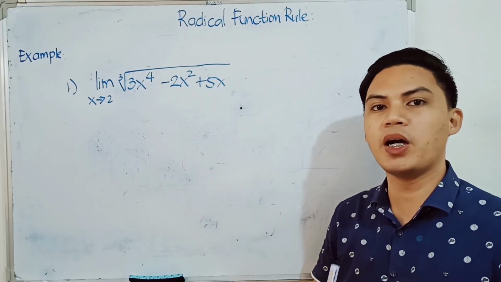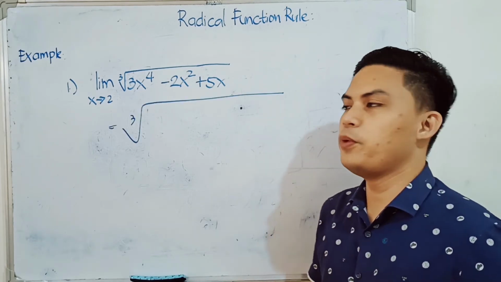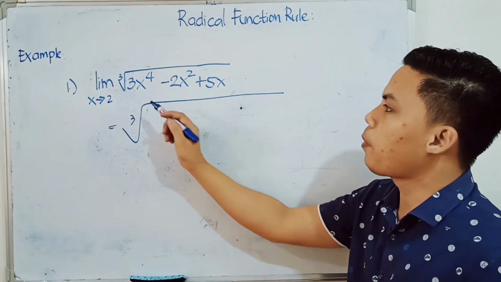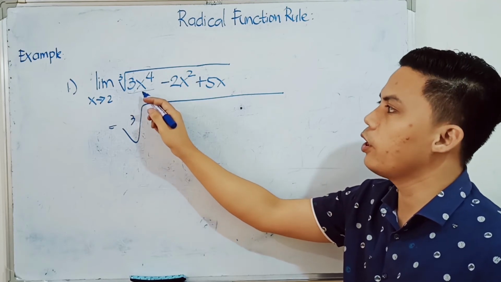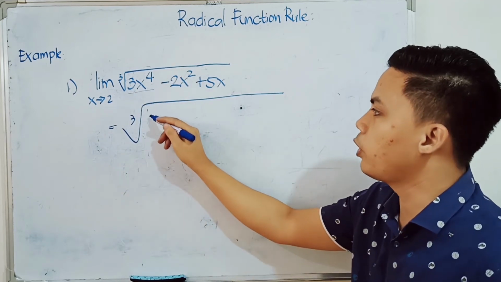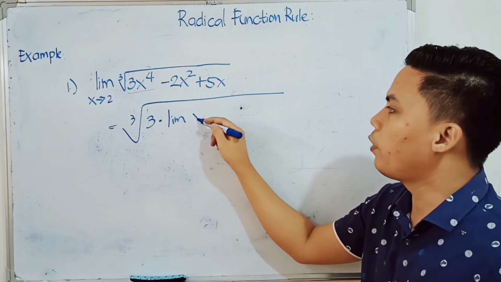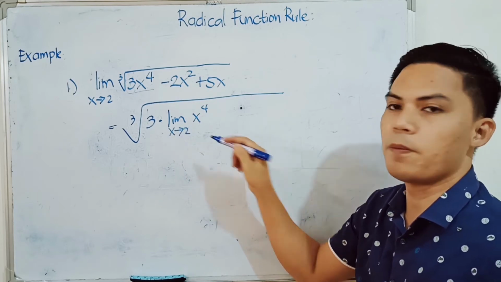I-apply lang natin yung mga previous theorems na natutunan natin. So we have here the cube root of the limit of the first term. So kung mapapansin natin yung first term natin, we have a constant. So yung constant, we're going to factor it out. So it will become 3 times the limit of x raised to 4 as x approaches 2.